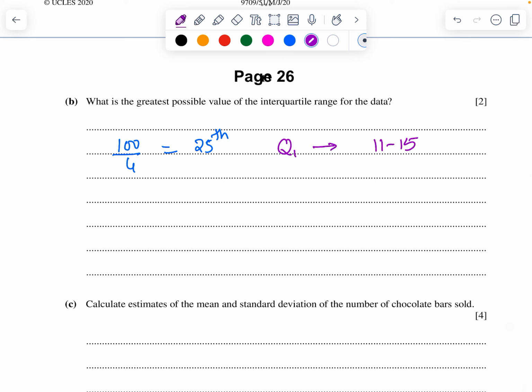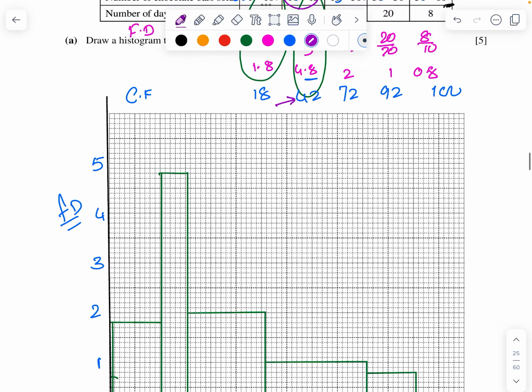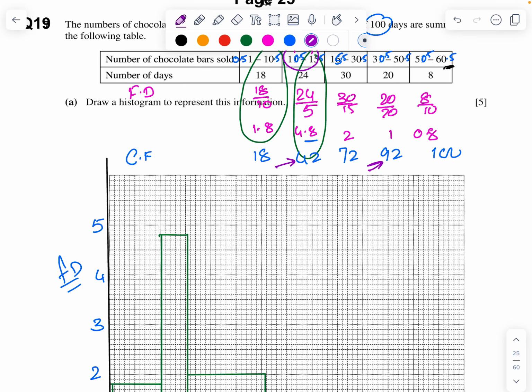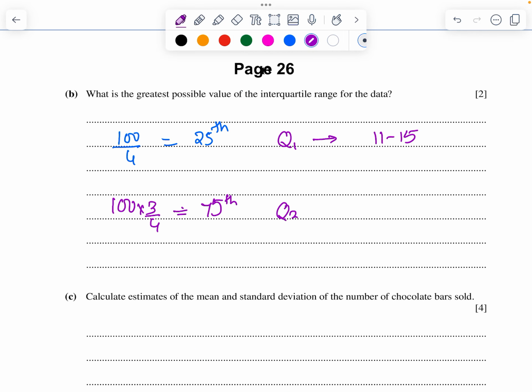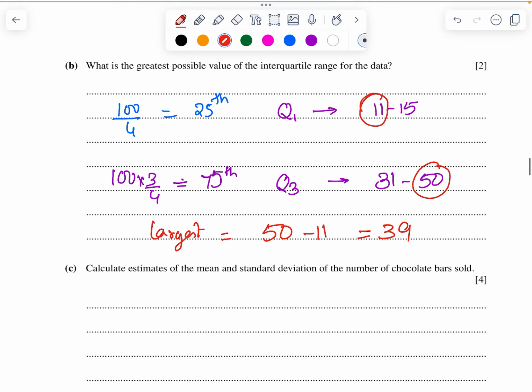What about Q3? 100 times 3 upon 4, which is the 75th observation. Where will the 75th observation lie? It will lie in the range of 31 to 50. So Q3 will be lying in the range of 31 to 50. I want a maximum, so take small from here and big from there. So 50 minus 11, the largest possible range, is going to be 39.